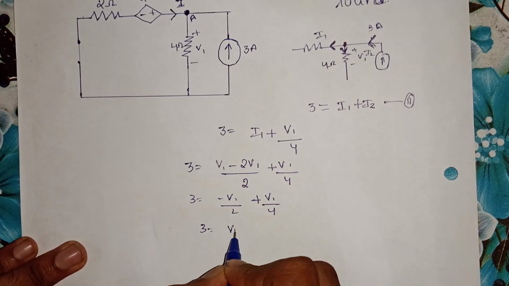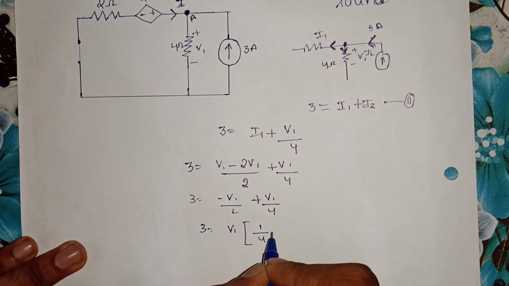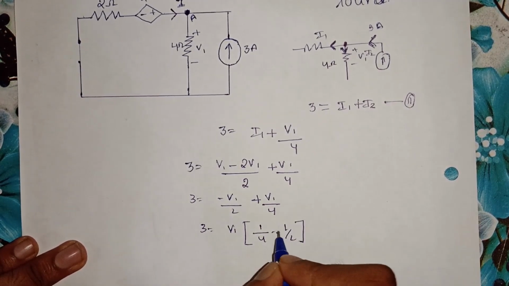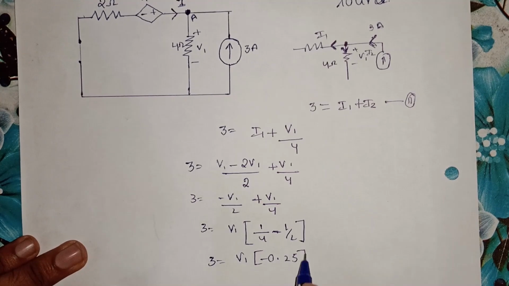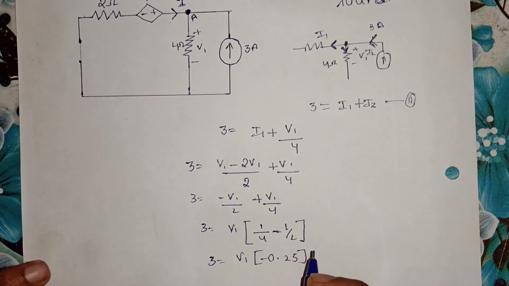So 3 is equal to, taking V1 as common, 1 by 4 minus 1 by 2, which is nothing but minus a quarter, I mean minus 0.25. Yes, 1 by 4 minus 1 by 2. Now my V1 is simply minus 12 volts.